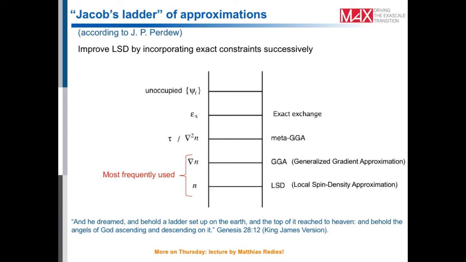You can improve it, and you can incorporate some exact constraints successively. You can start with just density dependent, and then you can include the gradients, and you go to GGA, or generalized gradient approximation, you go to some meta-GGAs, exact exchange, and so on. So this is what is usually referred to as Jacob's ladder in DFT. In any case, about exchange and correlation functionals, you will hear more on Thursday in the lecture by Matthias Rettig.